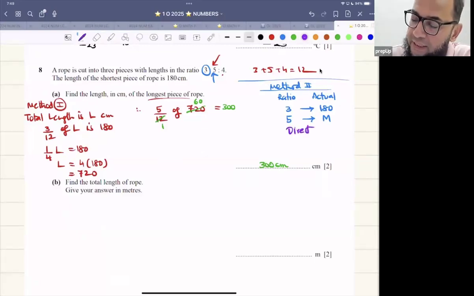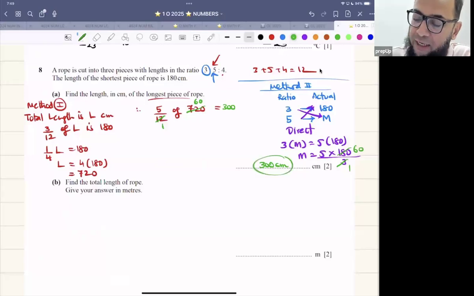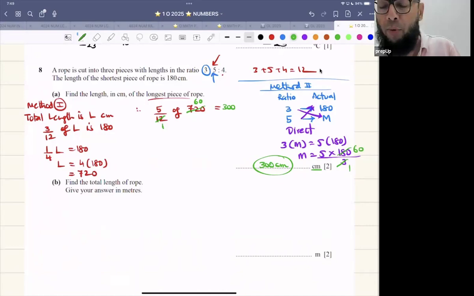So this is direct. So 3 into M is 5 into 180. Therefore 3M equals 5 into 180, divided by 3. 3 ones are 3, 6 is 360, so 5 into 60 is 300 centimeters, as was already written. So now I did it using two methods.